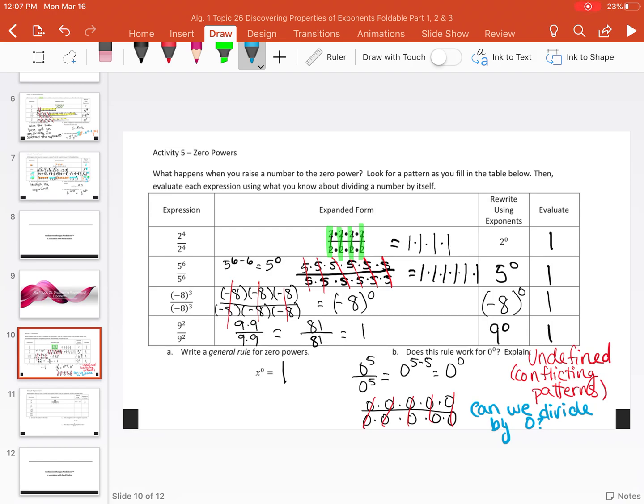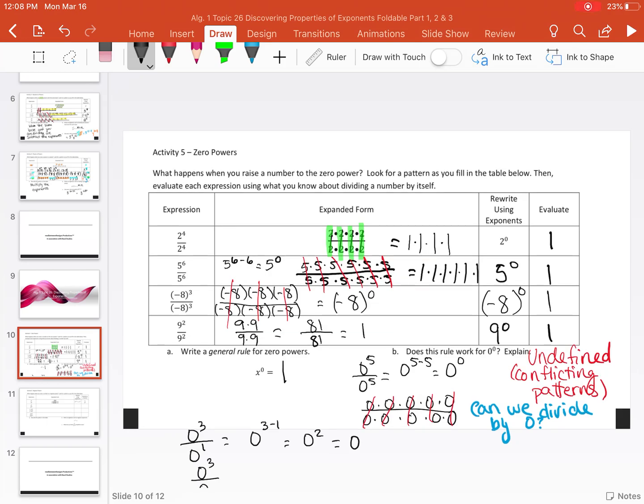However, there are some other interesting cases. So what if, for example, we have 0 to the third divided by 0 to the first? Well, if we subtract that, we would get 0 to the 3 minus 1, which would be 0 squared, and 0 squared, that's 0. So here we're dividing by 0, but when we subtract, we end up getting a positive exponent.